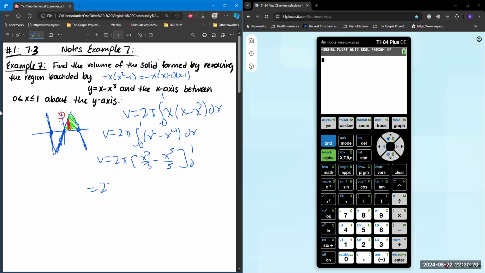It's 2 pi times 1/3 minus 1/5. When I stick the zeros in, these are zeros that I'm subtracting and adding. So that's 2 pi times 5 minus 3 over 15, which is 2 pi times 2 over 15, which is 4 pi over 15 cubic units because I'm talking about volume.